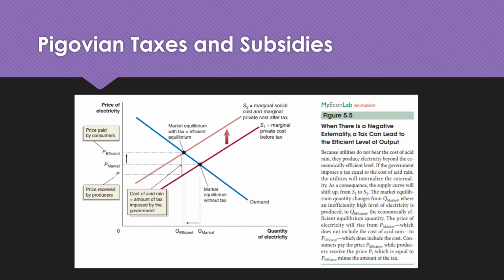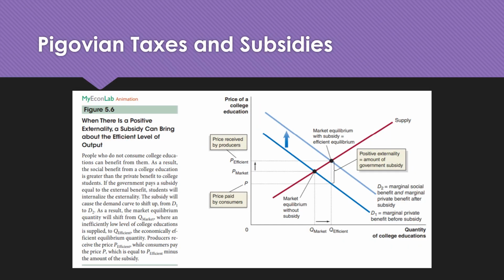So when you do that, you shift the supply curve back from S1 to S2, and now you end up going from your market equilibrium without the tax to a new market equilibrium, and that market equilibrium with the tax is now the efficient equilibrium because it omits that deadweight loss that we had before. And so effectively the price received goes down, the price that's paid by consumers goes up, and we have this new equilibrium that helps prevent us from overproduction.